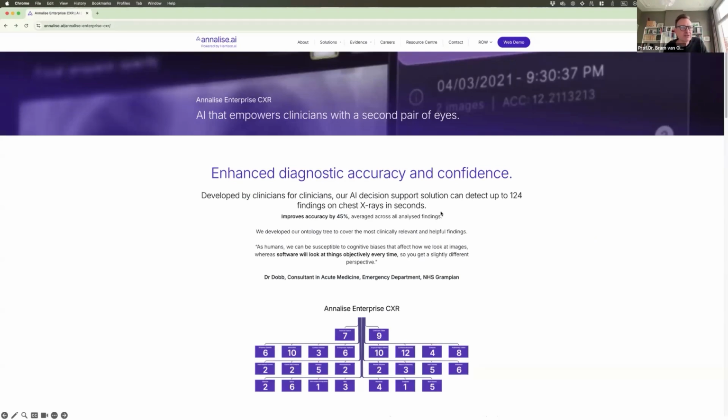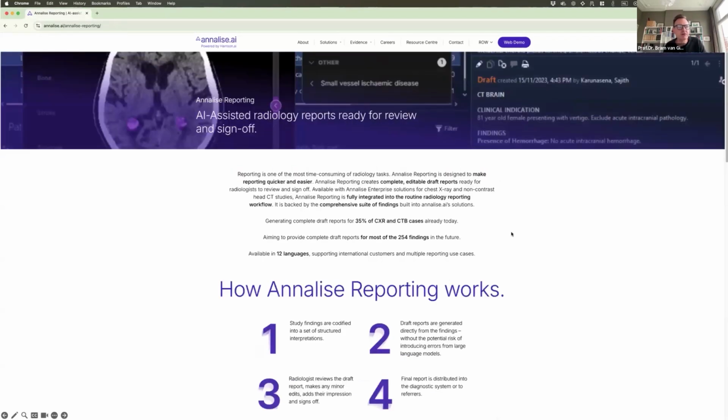But the trend really is, and I'm highlighting this here with one particular software program, to try to detect all abnormalities you can see in a chest X-ray. This is software from an Australian company that detects 124 different findings on chest X-rays. Where this is going is that these companies are now actually starting to also write the radiology report. This is in a Western setting where there's a lack of radiologists and an enormous amount of chest X-rays to report on, something that could really improve efficiency. However, you have to realize it's not really there yet.